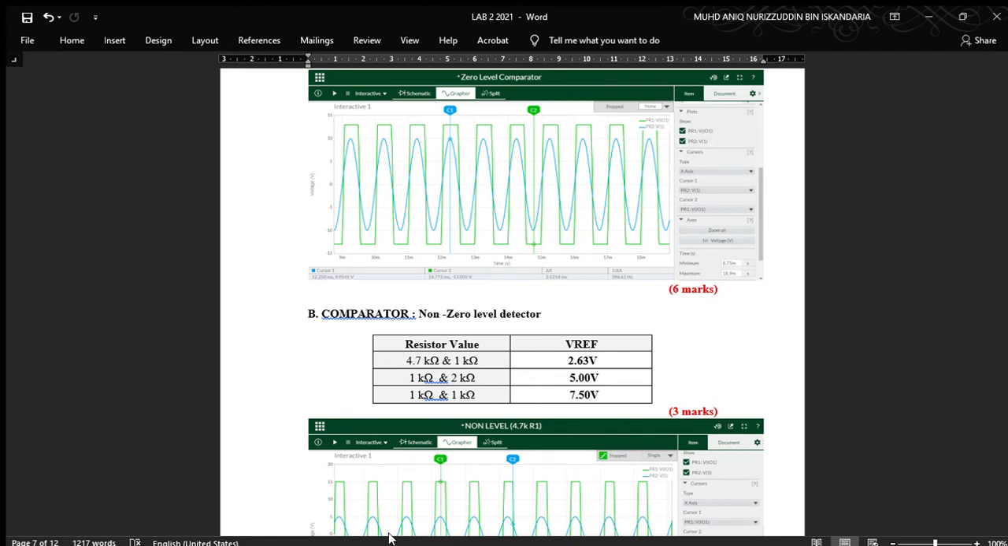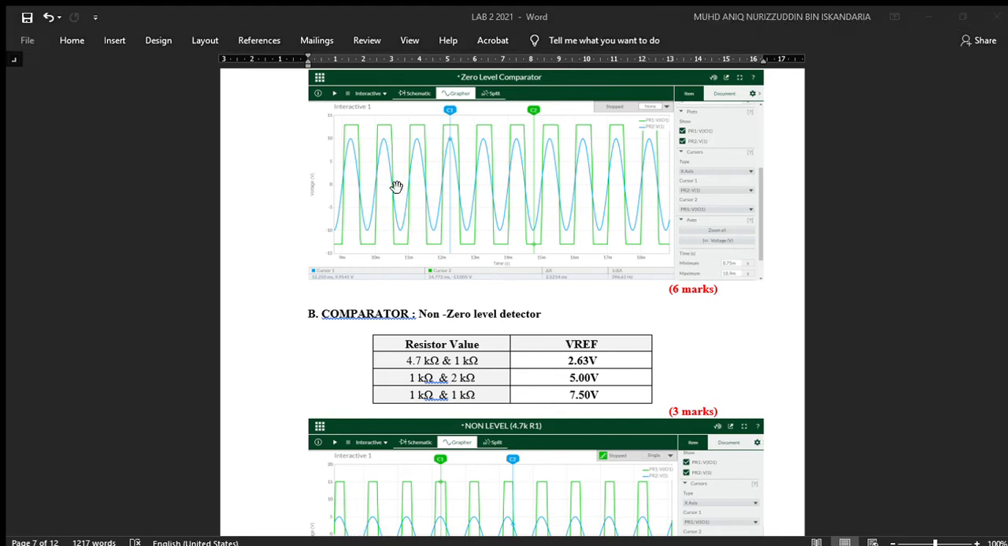Below that, it becomes negative maximum. So for non-zero level 2K, it is the same case as this one. Since we got 5 volt for V reference, it will never go more than 5 volt because we only put 5 volt of voltage input. So the output is stuck at 15 volt because that is the maximum negative output for our circuit. So it will stay here.